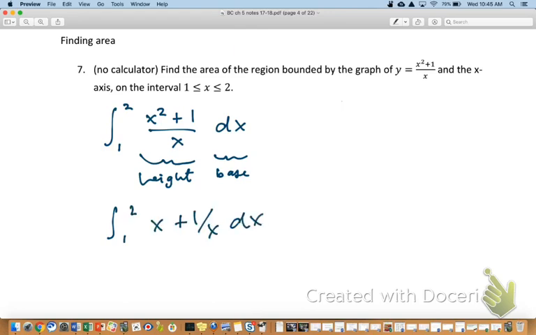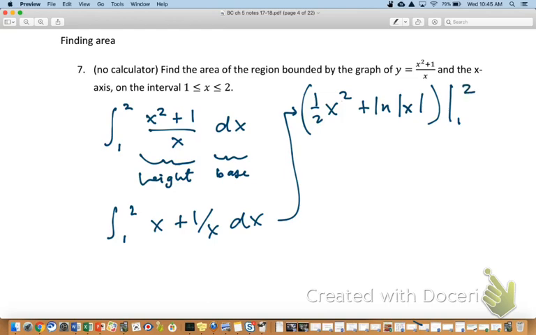Okay, so anyhow, did y'all simplify it like this? Yeah. Just do some quick division, divide the x out of all the terms. So when you do that, you should get 1/2 x squared plus natural log of absolute value of x, evaluated from 1 to 2. You plug in a 2, and what do you get? You get 2 plus natural log of 2.